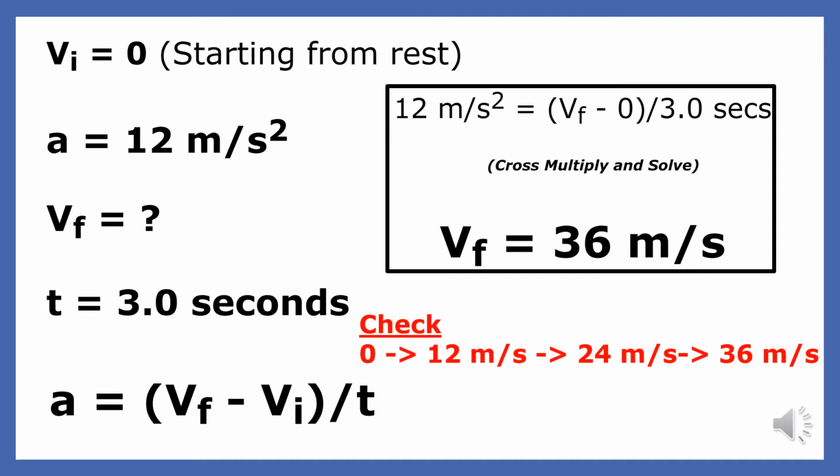Next, we substitute the information into the equation with units. We cross-multiply and solve. Let's check to see if this answer makes sense. Since the object accelerates at a rate of 12 meters per second squared, that means it gains 12 meters per second each second. If you gain 12 meters per second each second for 3 seconds, it makes sense that you end up with a velocity of 36 meters per second.